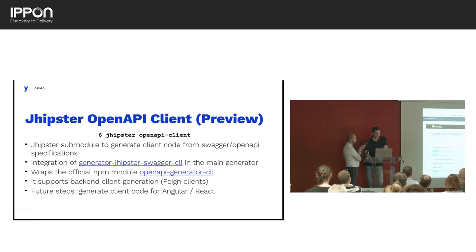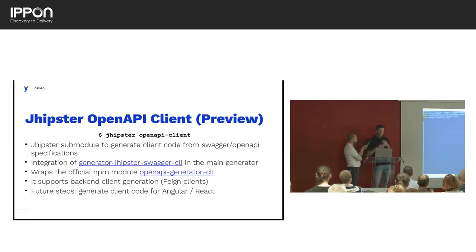So what I want to do now is to go and build a client with the new submodule in such a way that I can connect my microservice to these APIs, okay? So I already prepared a microservice, which is not here, but here. And what I do is writing JHipster OpenAPI client. Okay, now I have three choices.